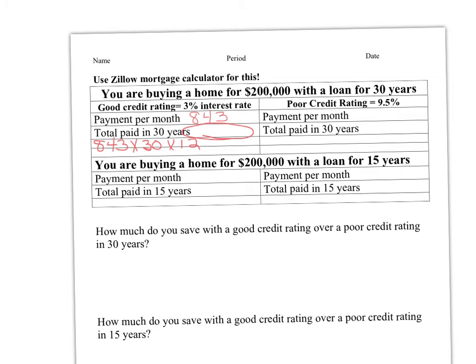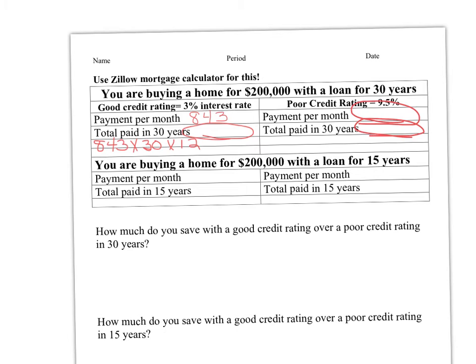So over here, you're going to use the 30 years, 200,000, but you're going to change your interest rate to 9.5%. You're going to get a monthly payment here, and you're going to get an amount here. You're going to take your monthly payment times 30 years times 12.